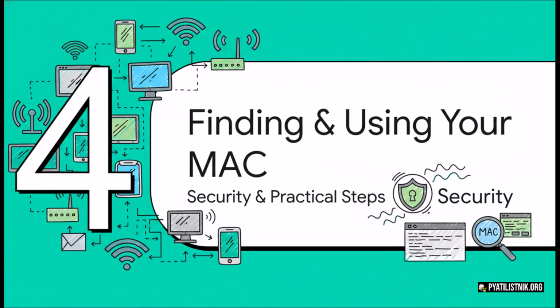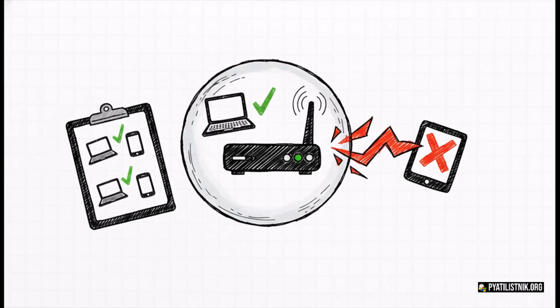Okay, so let's wrap this up with something you can actually use. How does this all apply to you? How can you find your device's MAC address and maybe even use it to make your own home network a little more secure? One of the most common ways to use this is something called MAC filtering. You can actually log into your Wi-Fi router's settings and create what's called an access control list. Basically, you're creating an exclusive guest list for your network. You can tell your router to only allow devices with these specific MAC addresses to connect. It's like having a bouncer for your Wi-Fi.